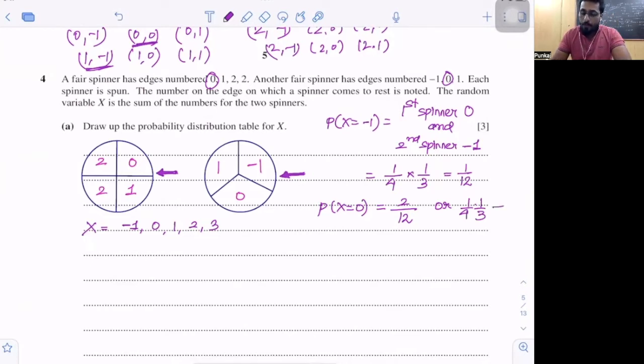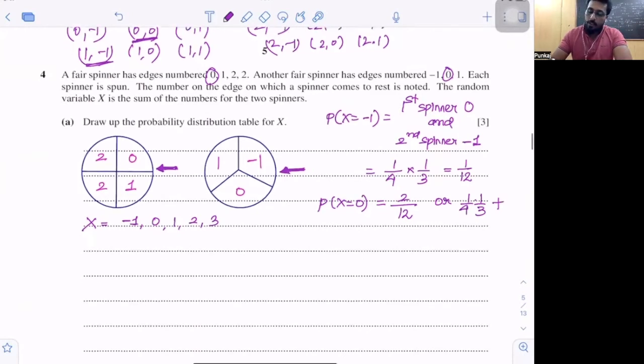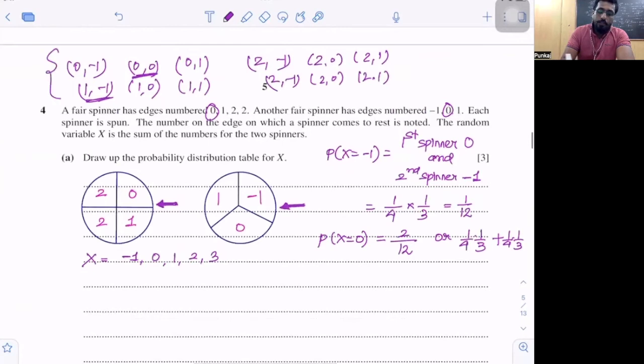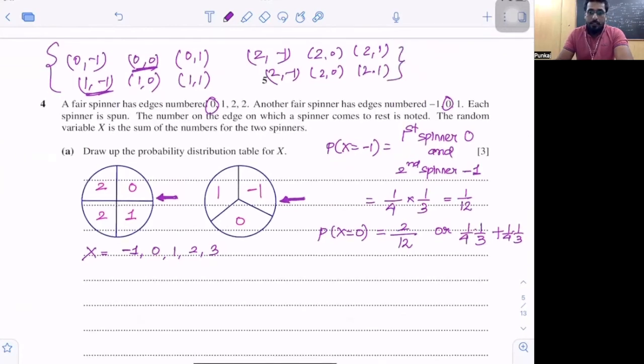Or, so I write a plus, you get a 1 and a -1. 1 from the first spinner, -1 from the second spinner. So it's again 1/4 and 1/3, so it's again going to be 1/4 multiplied with 1/3. So that's 1/12 plus 1/12, you can say 2/12. So either you can have all these outcomes together and then quickly write the answers, or you can go the other way around as well.